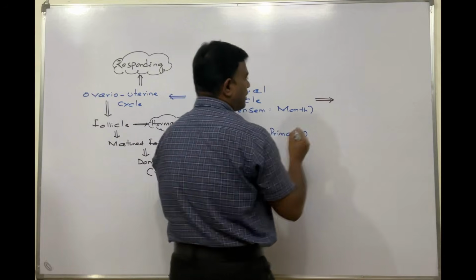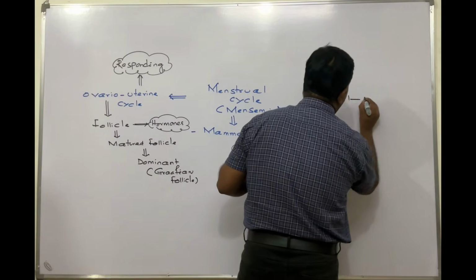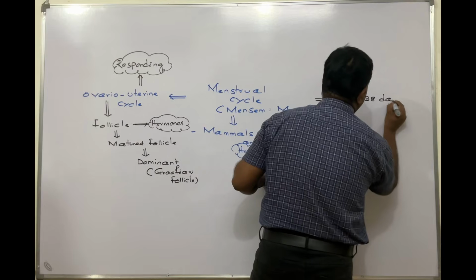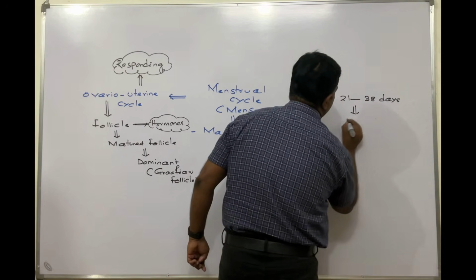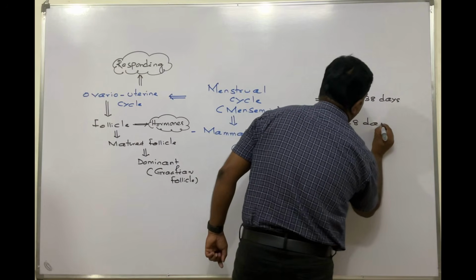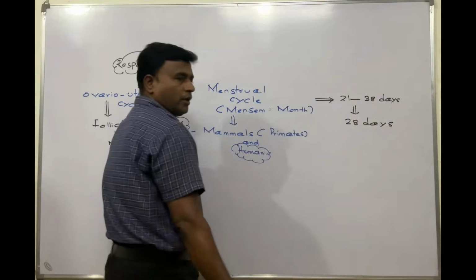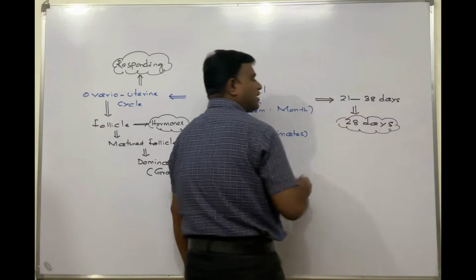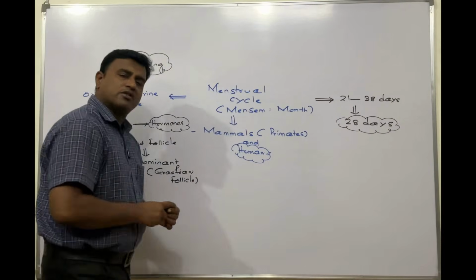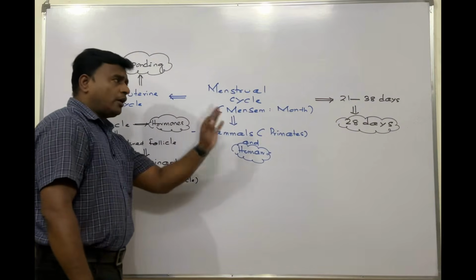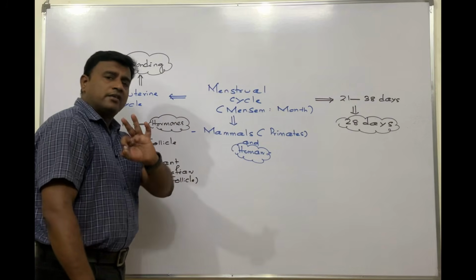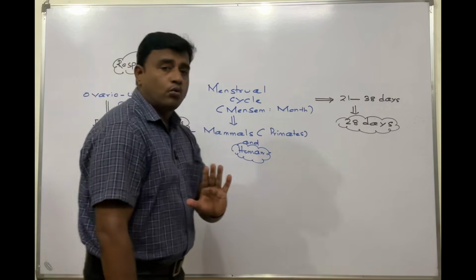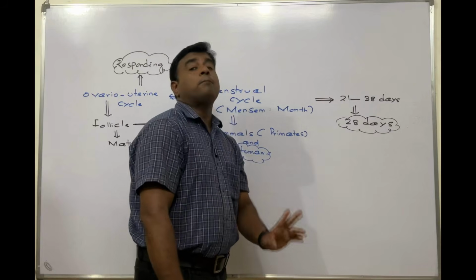As I told, it lasts from 21 to 38 days. On an average, we say it occurs for 28 days. And it is a regulated cycle. Multiple factors regulate this cycle. Therefore, occurring for 28 days is not always true even for the same female.